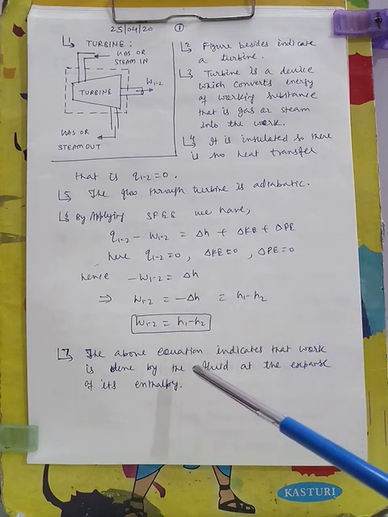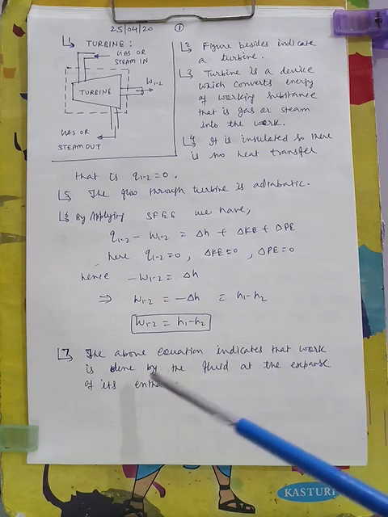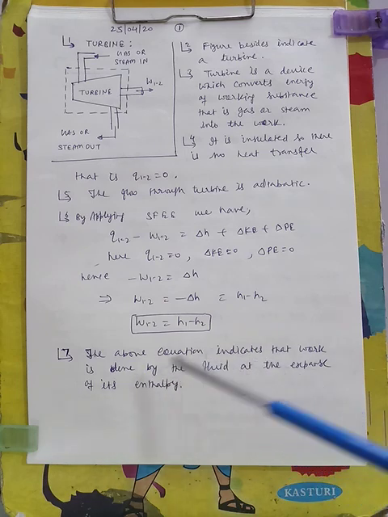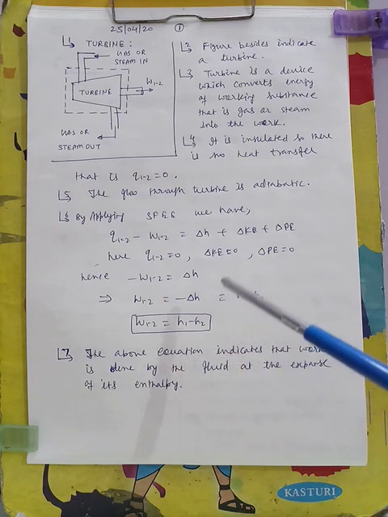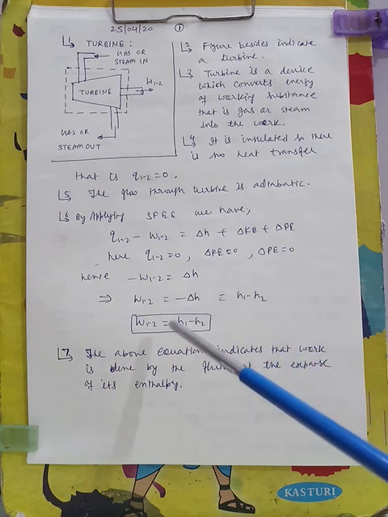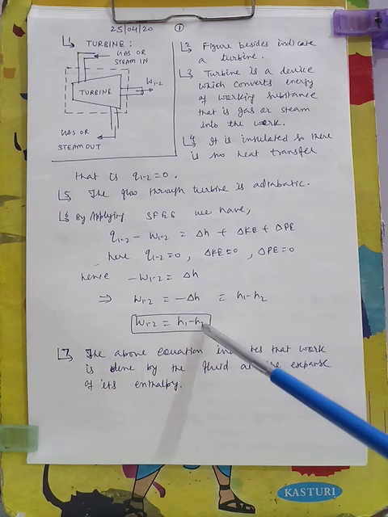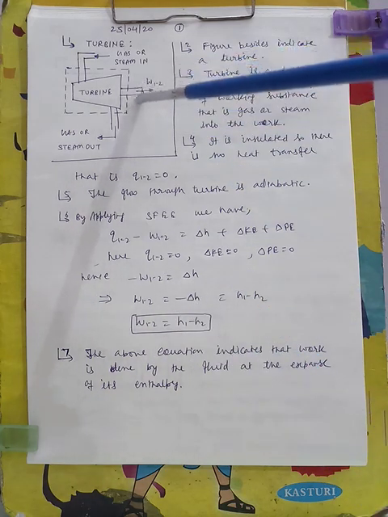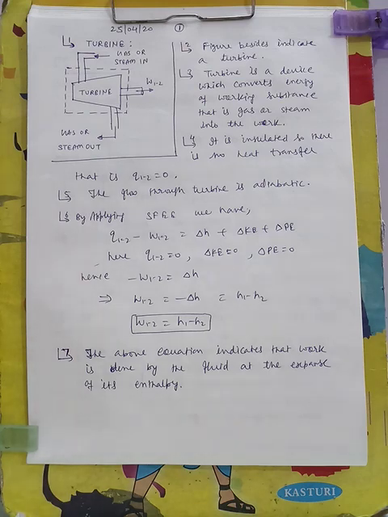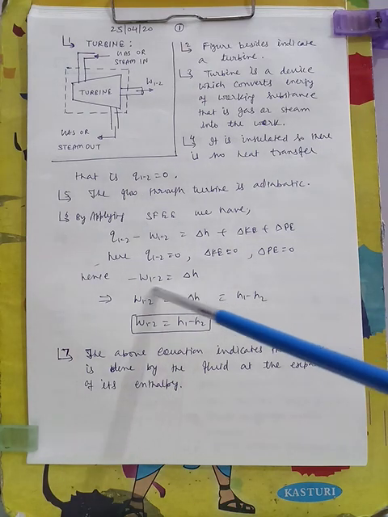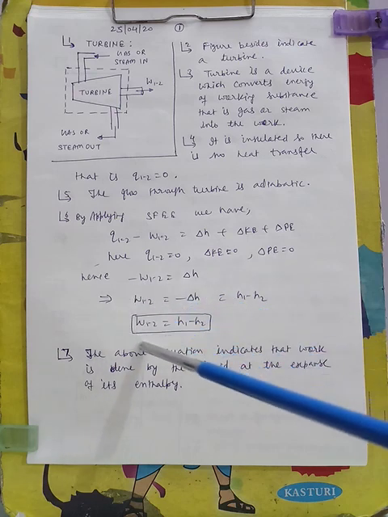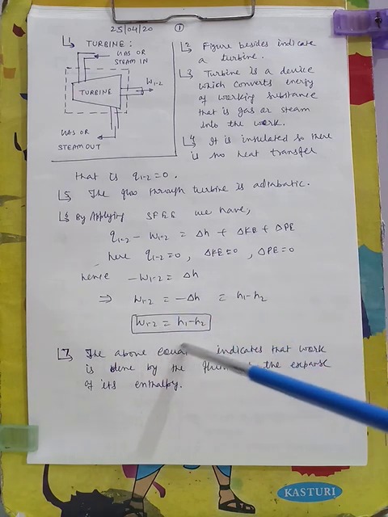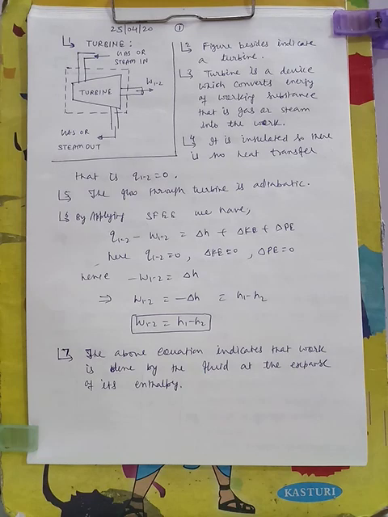So we can say that the work is done by the fluid at the expense of its enthalpy. The enthalpy reduced, and at the expense of that the work is done on this shaft. So this is the final equation for turbine, steady flow energy equation for the turbine. Okay, let us see some more applications.